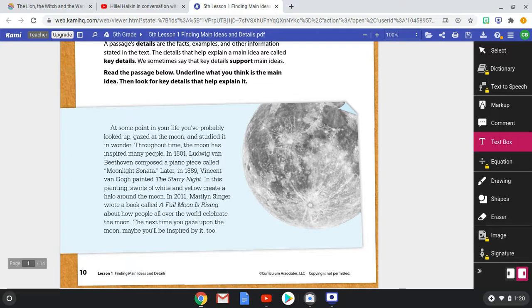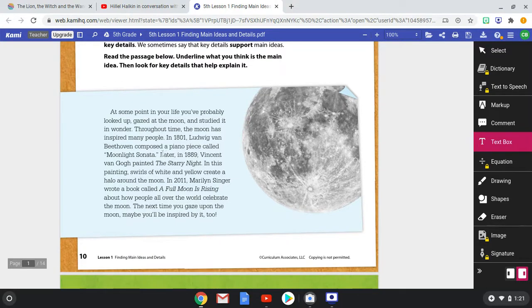At some point in your life, you probably looked up, gazed at the moon, and studied it in wonder. Throughout time, the moon has inspired many people. In 1801, Ludwig van Beethoven composed a piano piece called Moonlight Sonata. Later in 1889, Vincent van Gogh painted The Starry Night. In this painting, swirls of white and yellow create a halo around the moon. In 2011, Marilyn Singer wrote a book called A Full Moon is Rising about how people all over the world celebrate the moon. The next time you gaze upon the moon, maybe you'll be inspired by it too.